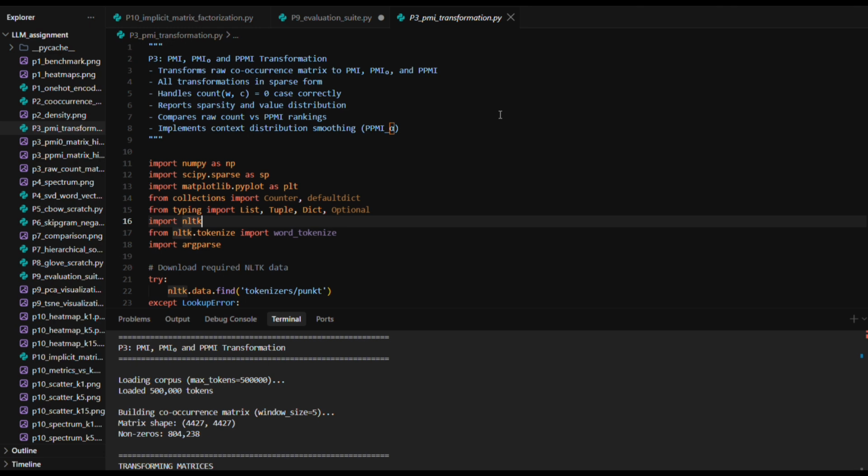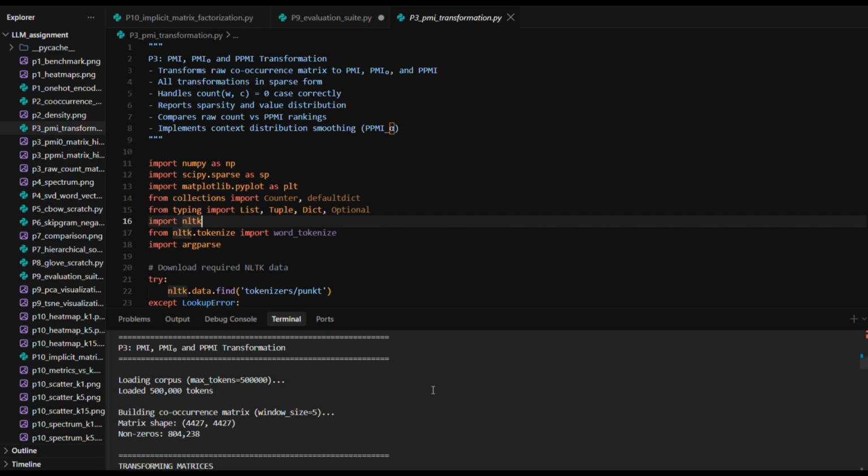The magic of PPMI is that it downweights stop words. Look at the comparison for king: by raw counts we have words like "of", comma, "the", just grammatical function words. But by PPMI, we see actual semantic content. Stop words have high raw counts but low PMI because they are expected to appear everywhere. So PPMI sets these negative PMI values to 0, filtering them out automatically.